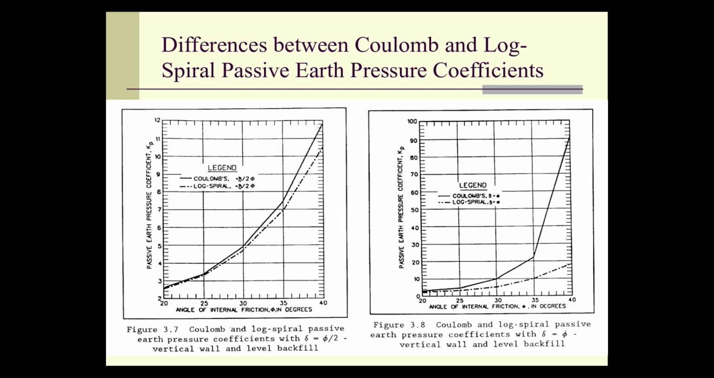However, if delta is equal to phi, look at the difference. At 35 degrees, let's forget about 40 degrees for a minute. For Coulomb, KP is somewhere in the range of 22, excuse me, not 22 degrees, 22. Whereas the log spiral is 10. That's over a factor of 2, and that can make a big difference in the wall design.